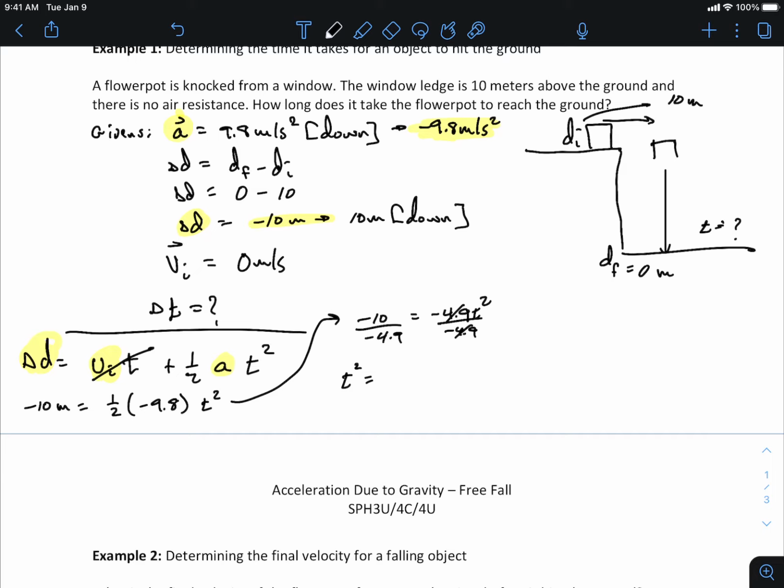So if I type that into my calculator, that's all you're doing. Or negative 10 divided by negative 4.9. You remember that the negatives are going to cancel here and turn into positives. So you can just do 10 divided by 4.9. You'll see that that should be 2.04. But I don't have t by itself, I have a t squared.